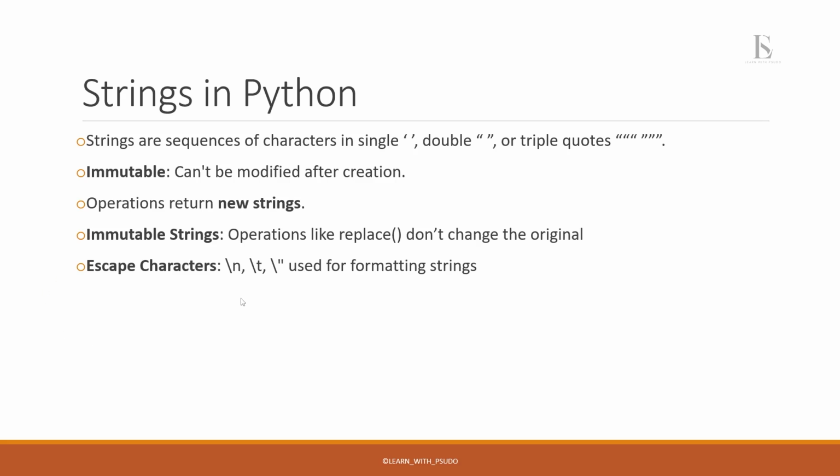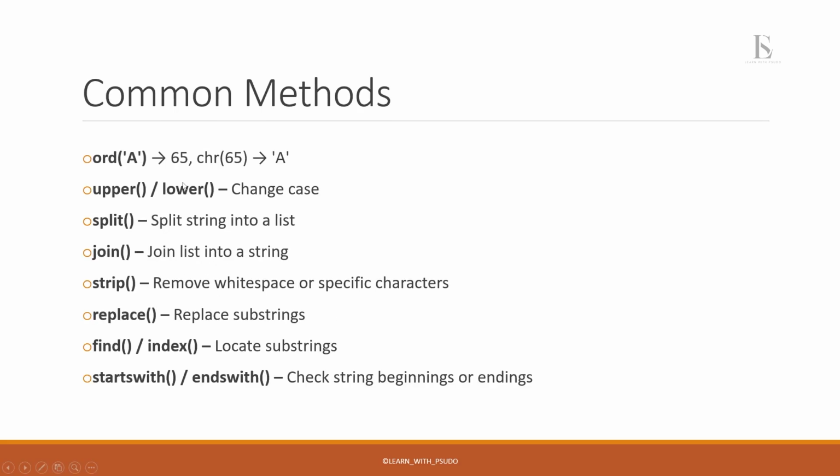And we know there are escape characters, which is \n for new lines, \t for tab, and backslash for escaping other characters. Moving on, we had seen some common methods: ord, which will return the ASCII value of a particular character, and chr, which will return the character for a particular ASCII value. Then we have upper and lower to change the case of the string.